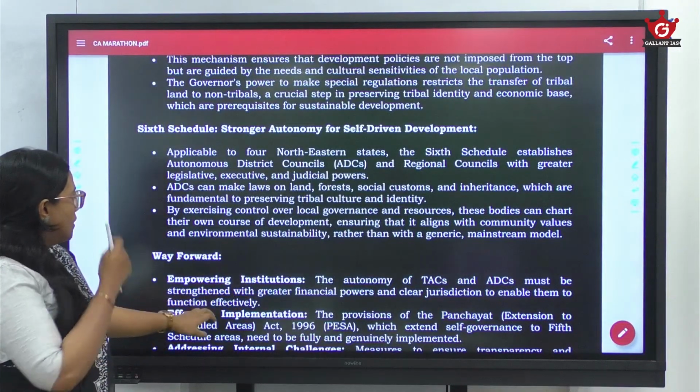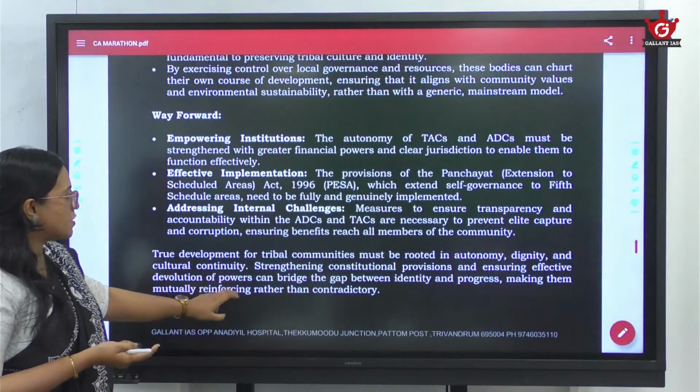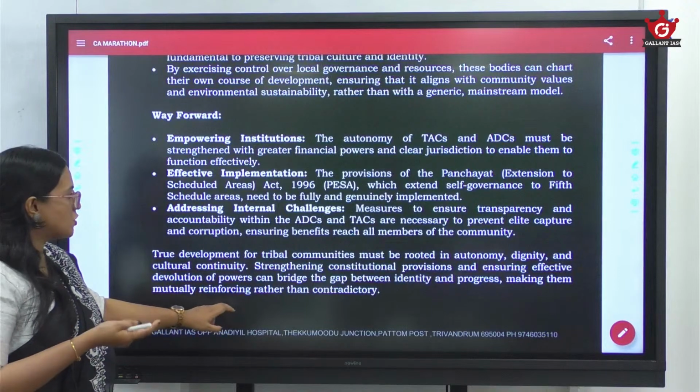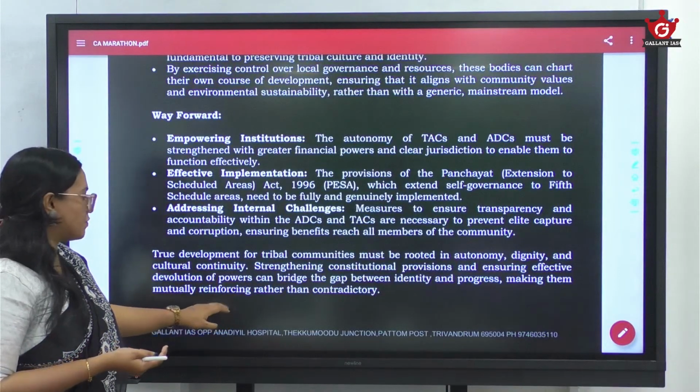Now, what is the way forward? How can you empower these institutions? What are the effective implementation strategies which should be implemented? And how do we address the internal challenges of it?